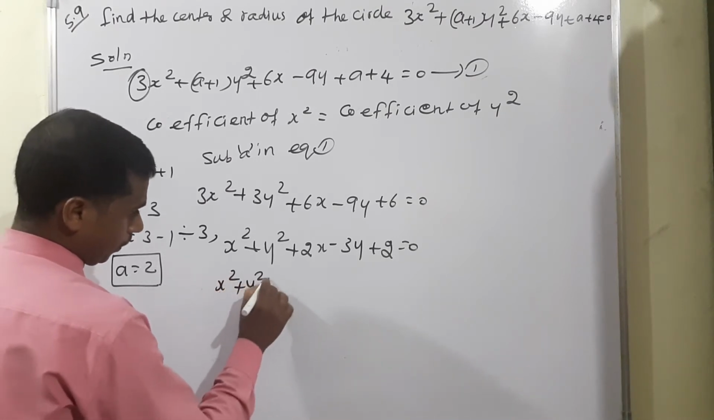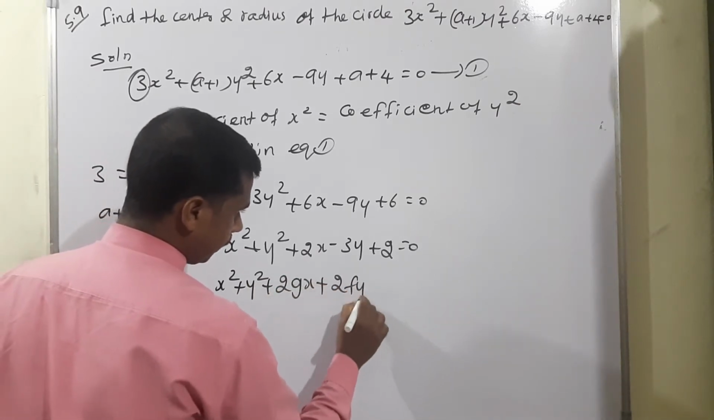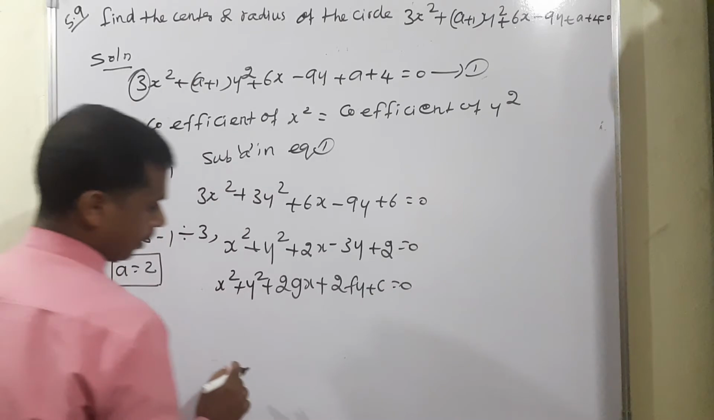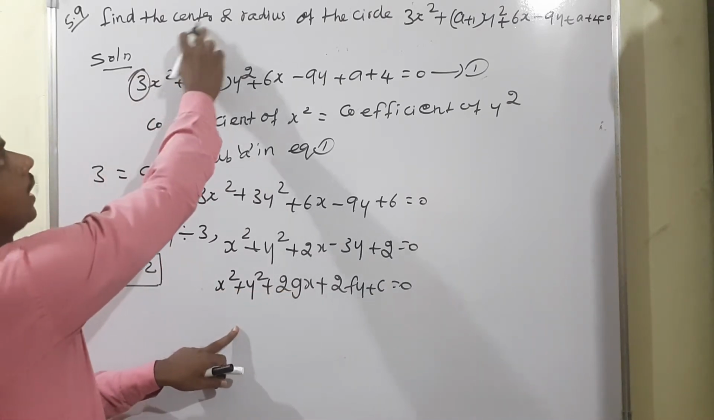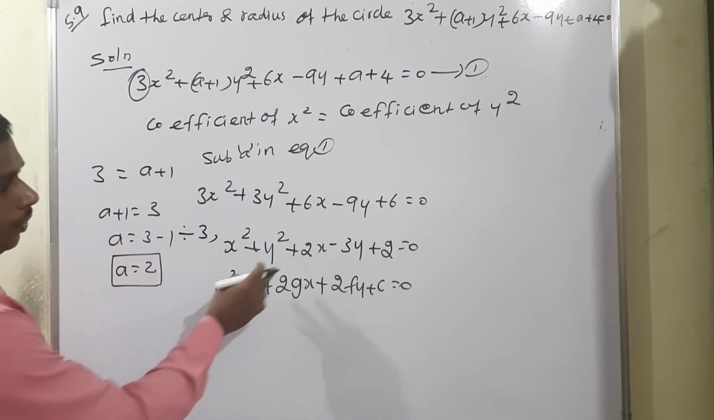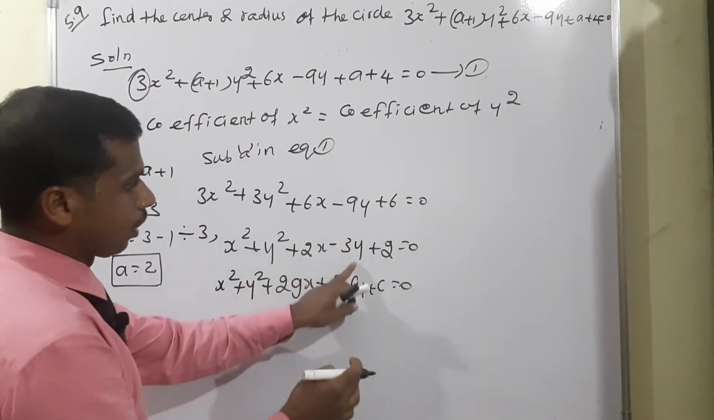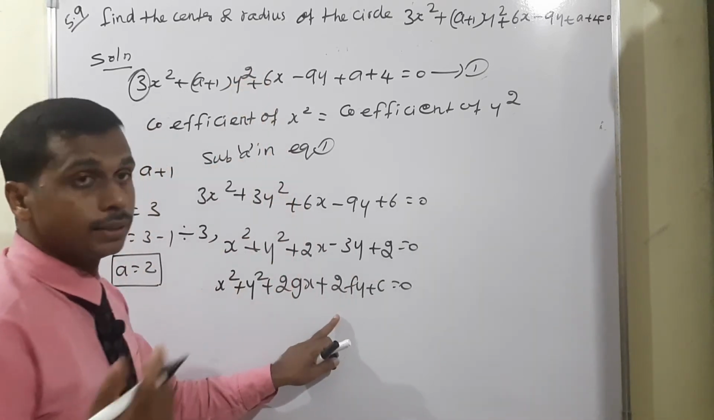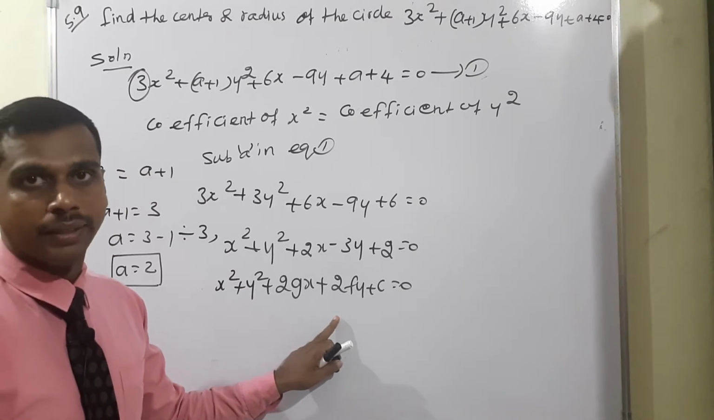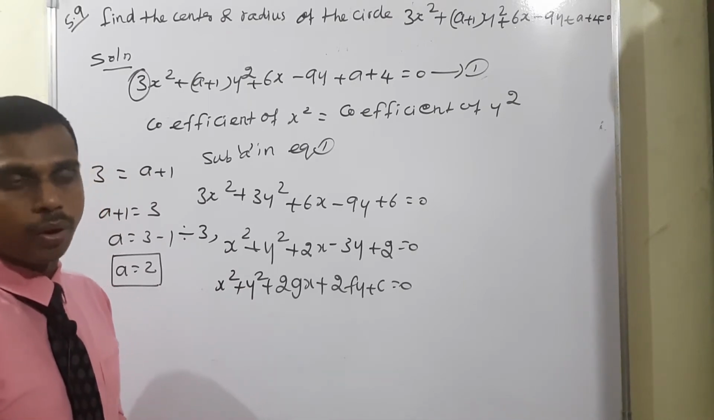x square plus y square plus 2gx plus 2fy plus c is equal to 0. Why am I writing the equation of a circle? Because we need to find the center and radius. Just equate the coefficient of x to 2g and the coefficient of y to 2f. After getting g and f, what is the center formula? Minus g comma minus f. Then the radius is the square root of g square plus f square minus c.